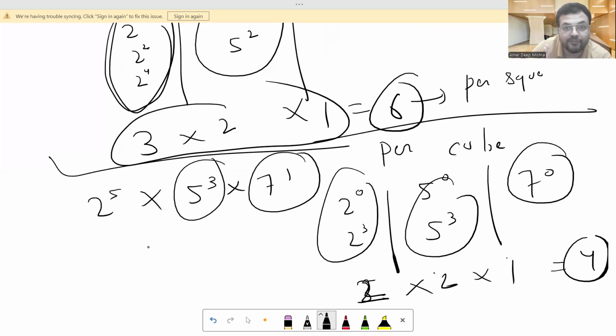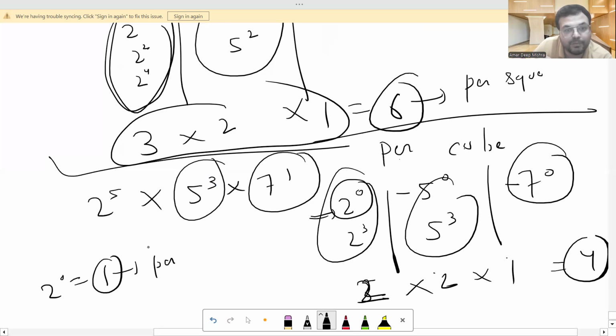Now don't be confused by this 2 power 0. When I'm calculating the perfect cube factors, I have again taken 2 power 0, 5 power 0, 7 power 0. Why? Because power 0 of any number is 1, and 1 is a perfect cube also. 1 is a perfect square also, 1 is a perfect cube also. So do not get confused. Whichever prime numbers are there in the prime factor format, their power 0 you always have to take whenever you are calculating the number of perfect square and perfect cube factors. I hope this is clear.